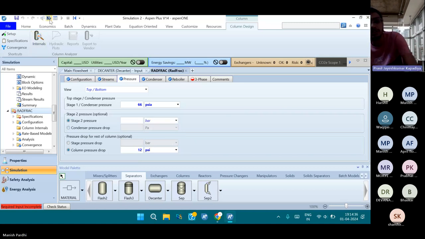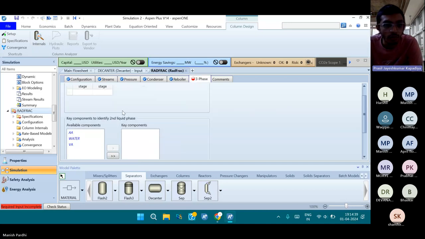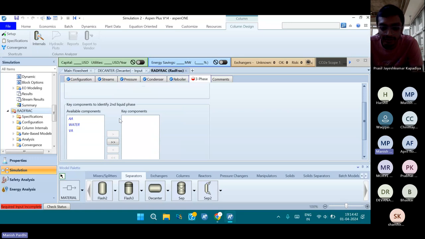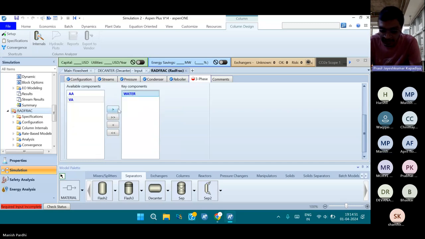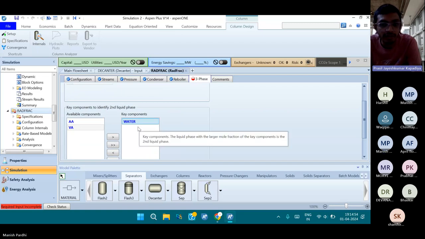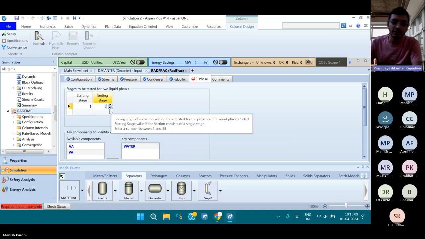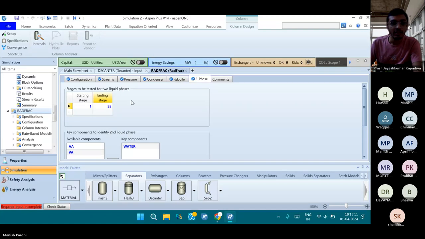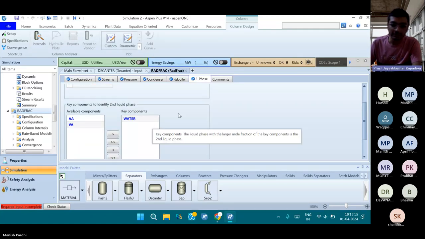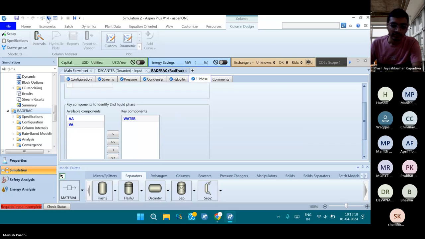There is one additional input in this case, three phase input. We are told to choose water. Stages to be tested for two liquid phases are 1 to 55. So add starting stage 1 and ending stage 55. We need to check everything for two liquid phases. Now press next.